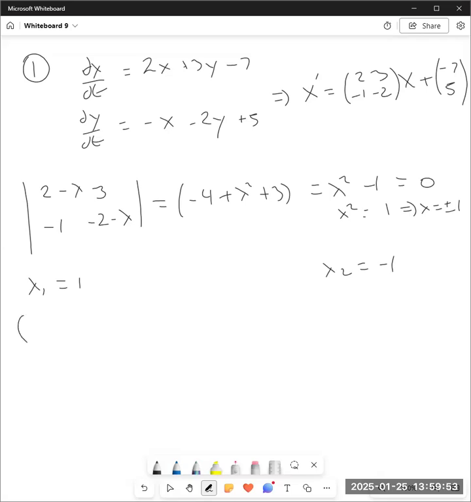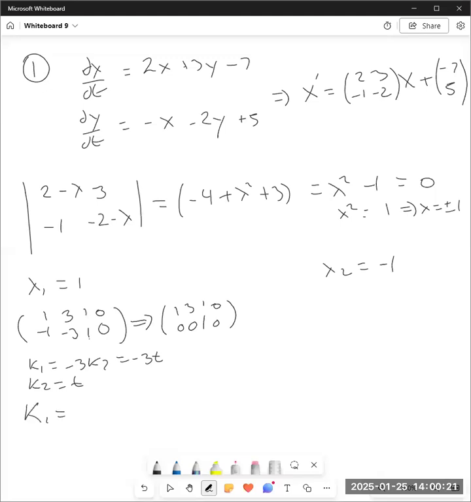When lambda 1 is 1, I have [1, 3, 0; -1, -3, 0]. That turns into [1, 3, 0; 0, 0, 0]. K1 is equal to negative 3t, with K2 equal to t. So that's going to be K1 is negative 3, 1.